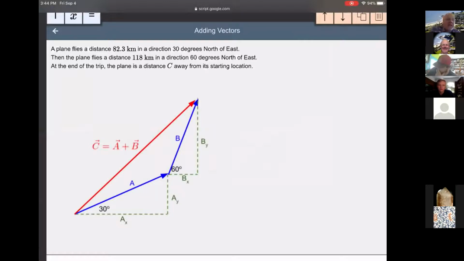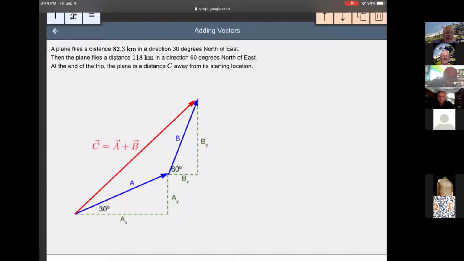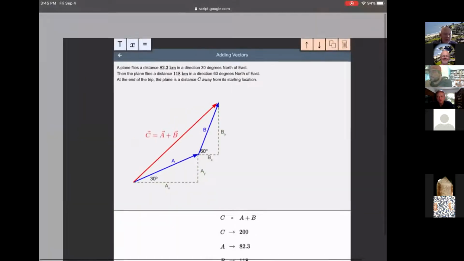Okay, so this says, let me get a clean piece of paper here. All right, so a plane flies 82.3 kilometers, direction of 30 degrees north of east. Then the plane flies 118 kilometers at a direction of 60 degrees north of east. At the end of the trip, the plane is at a distance C away from its starting location. Okay, I didn't see a question there. Are we just find C? Yeah, we find C. Yeah, I'm looking for a question mark.